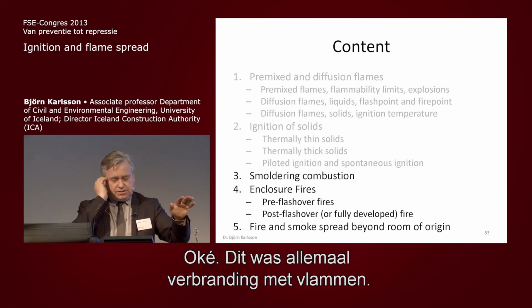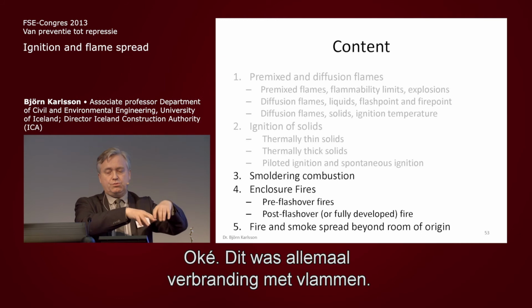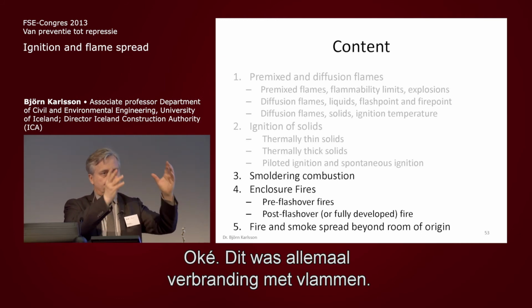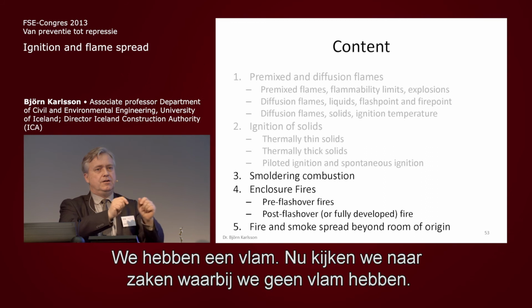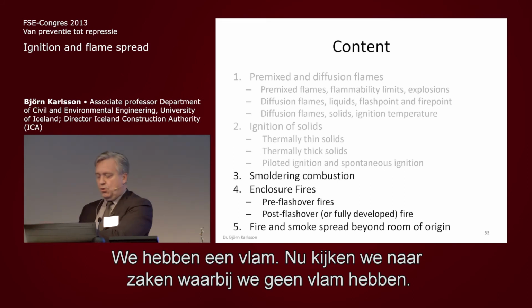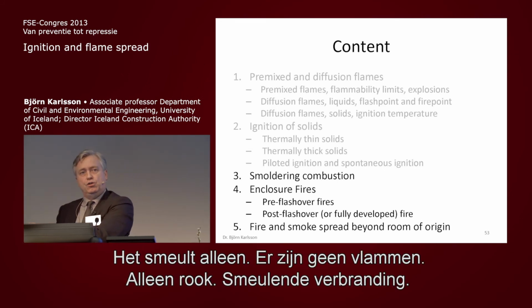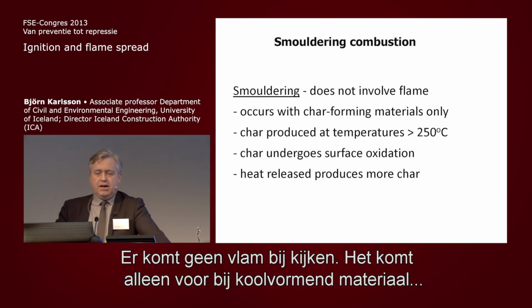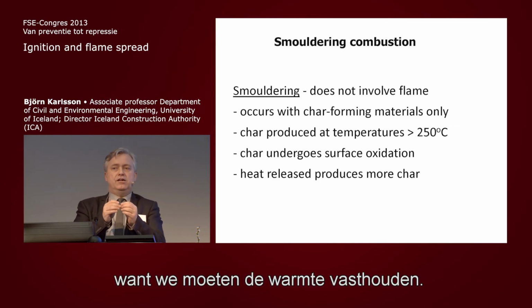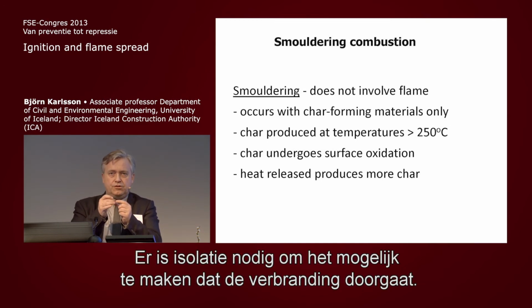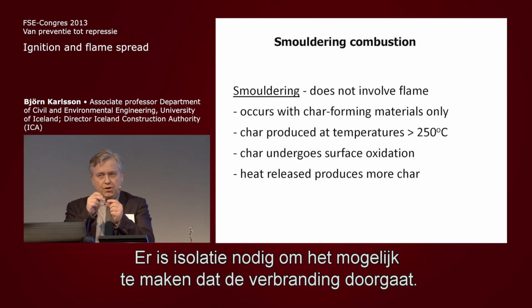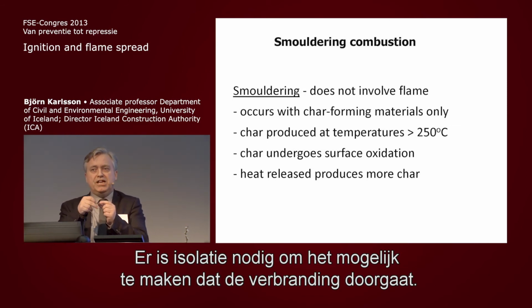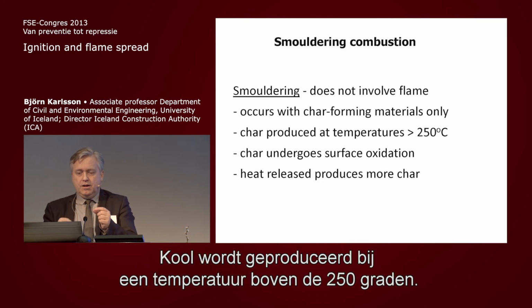Okay, so that was all flaming combustion. So we have a flame. But now we're going to look at things where we don't have any flame. There isn't any flame, there's just smoke, smoldering combustion. It doesn't involve flame. It occurs only with char-forming materials because we need to conserve the heat. So we need insulation for the combustion to be able to continue to occur.